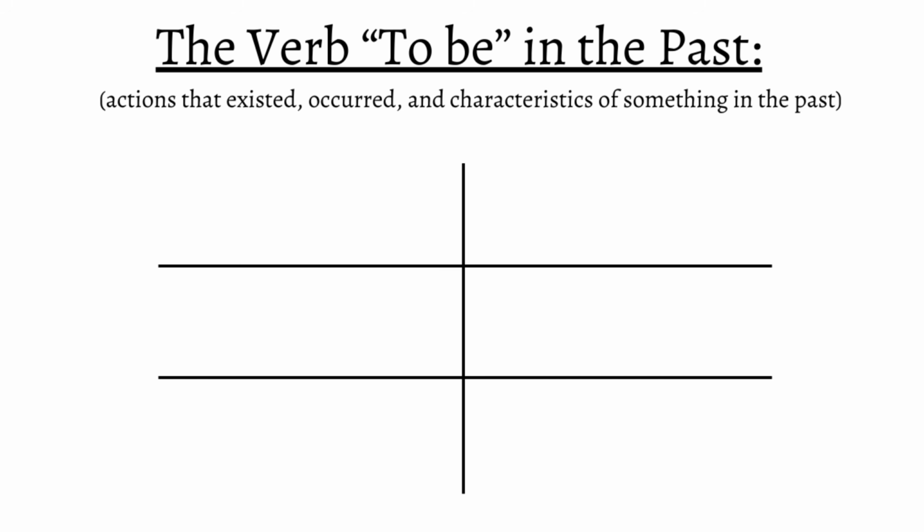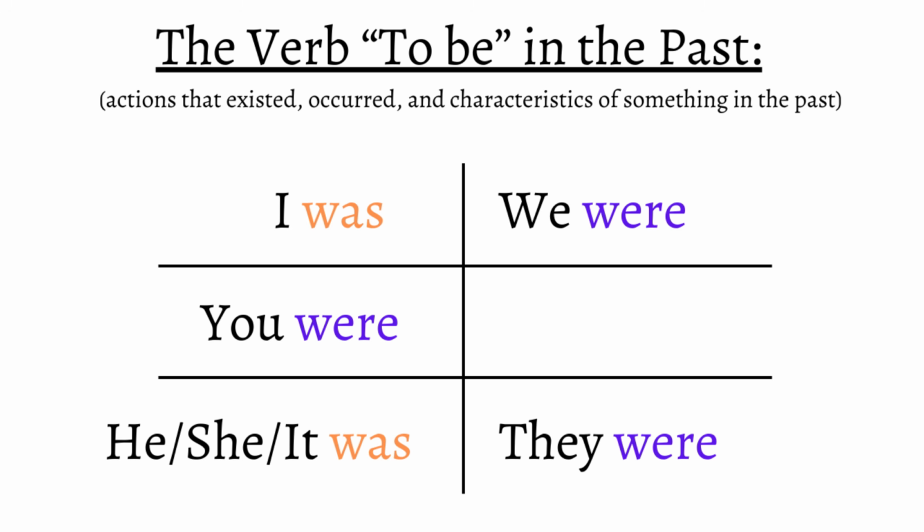To be is also used in the past simple tense. Even though the past is a separate topic that needs a different explanation in a future video, it is still worthy of mention in this video, just a bit. In the past simple tense, the conjugations will look like this. I was, you were, he, she, it was, we were, and they were.